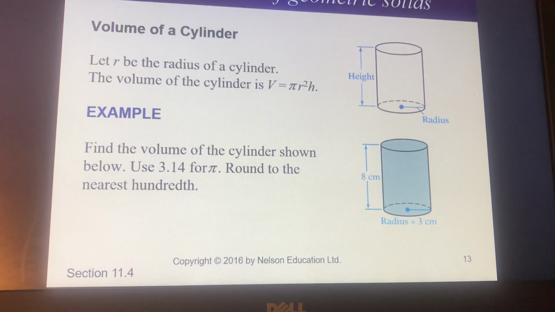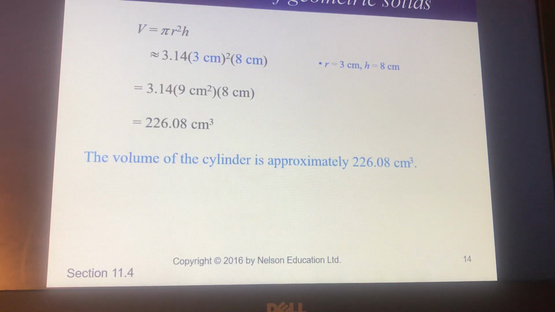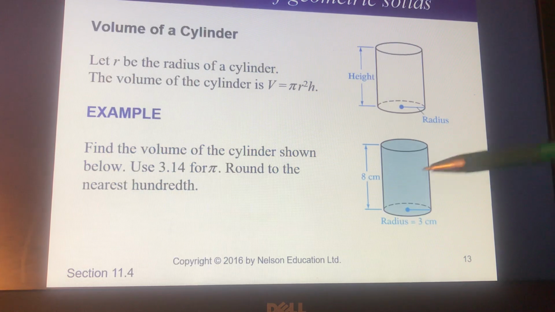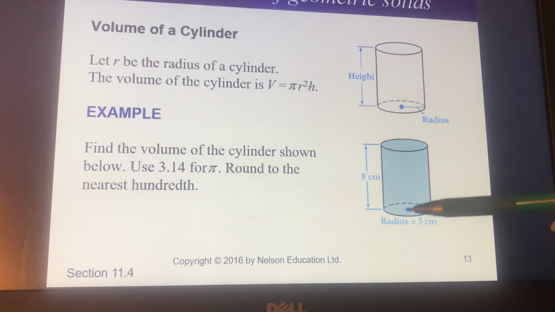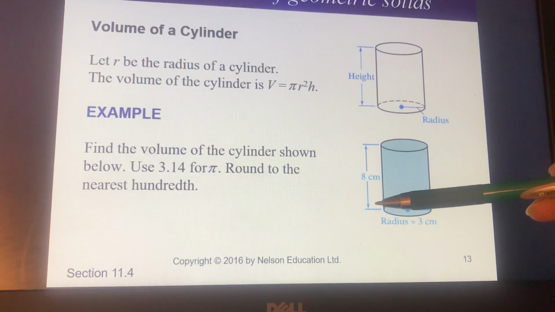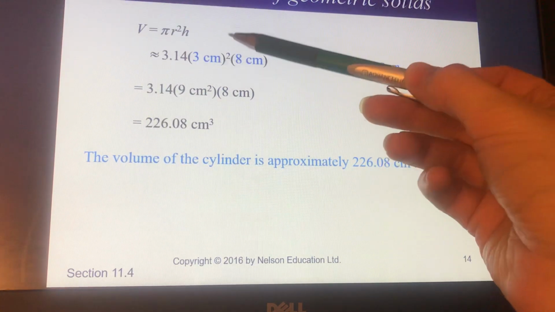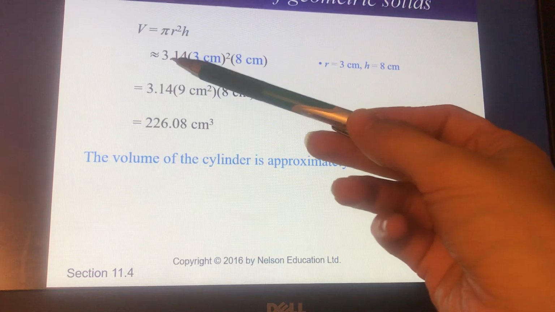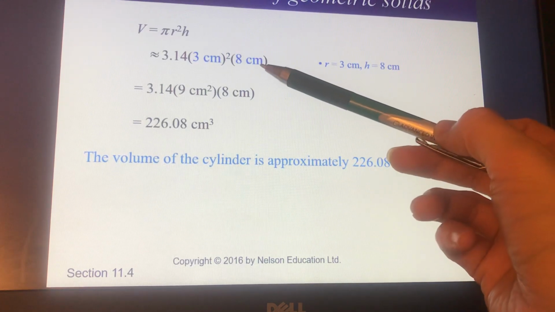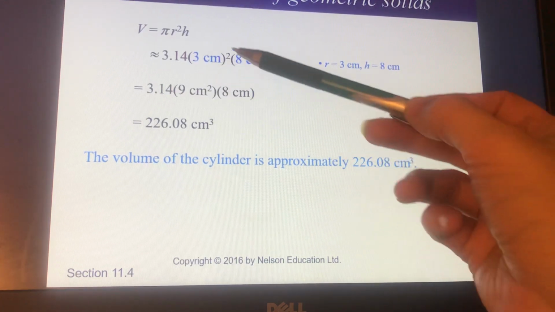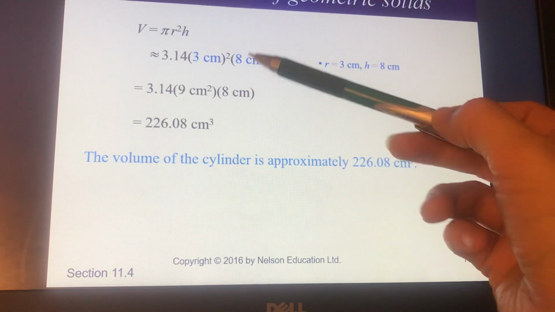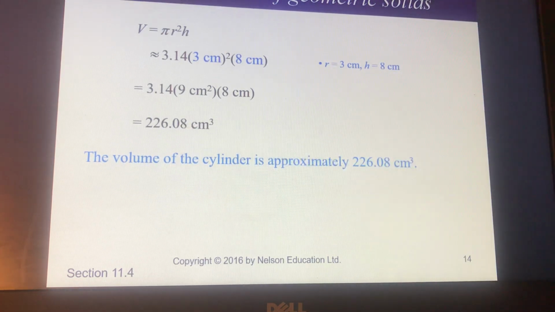Let's look at it in a numerical example. If we have a shape with a radius of 3 and a height of 8, here's how it works. Pi r squared h. Pi times, calculate the radius to the power of 2 first, multiplied by the height. The answer is going to be 226.08. If they're centimeters, the unit is going to be centimeters to the power of 3.